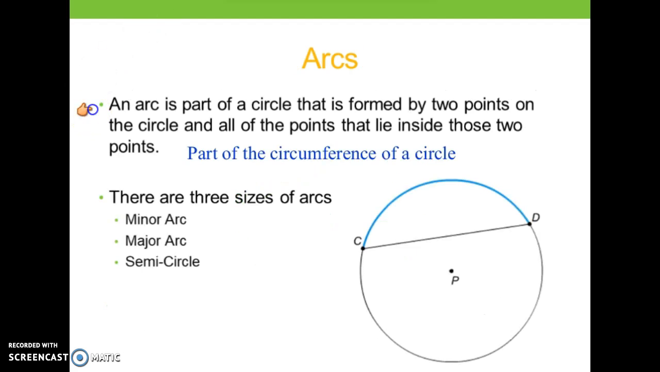An arc. An arc is part of a circle that is formed by 2 points on the circle and all the points that lie inside those 2 points. So in this example, we have 2 points on the circle, C and D, so that would be a chord right there. But the arc, the part of the circle highlighted in blue here, C to D, that's the arc. So it's part of the circumference, part of the circle, and it has 2 endpoints. There are 3 sizes of arcs. There's minor arcs, major arcs, and a semicircle.